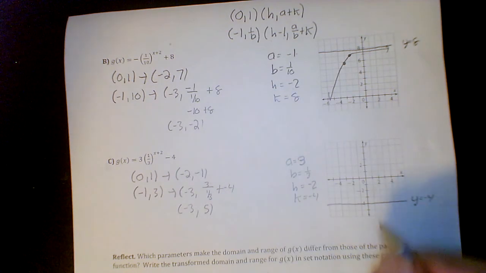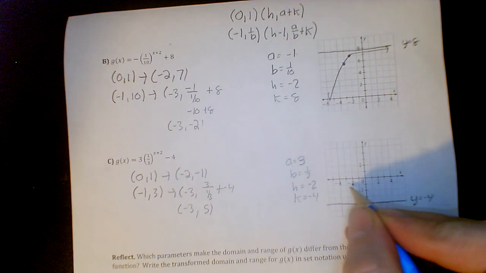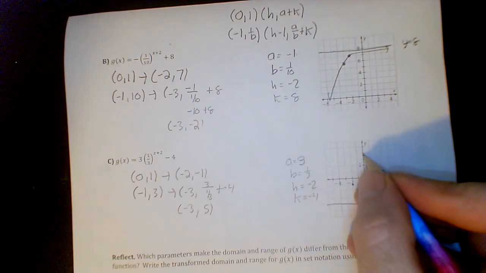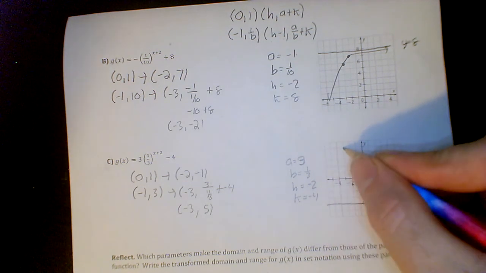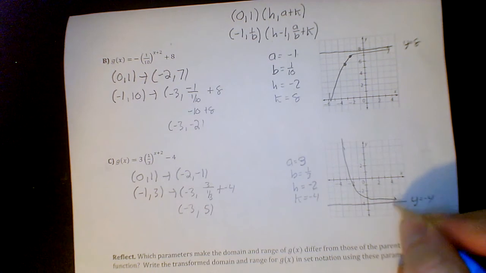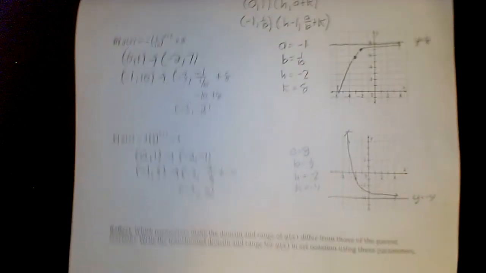So let's plot those points. We got -2, -1, and -3 way up here. 1, 2, 3, 4, 5, -3, 5. So we can see it shoots off in this direction and then comes down and hugs the asymptote right here. And there it is. Alright.